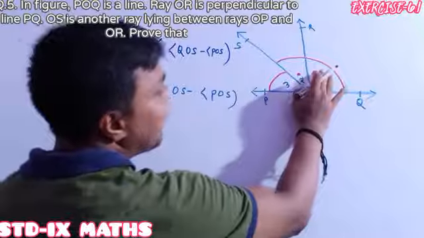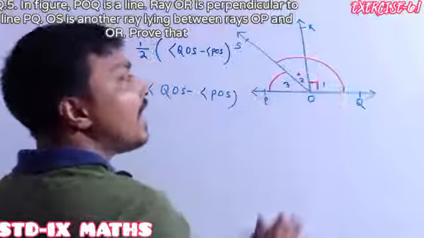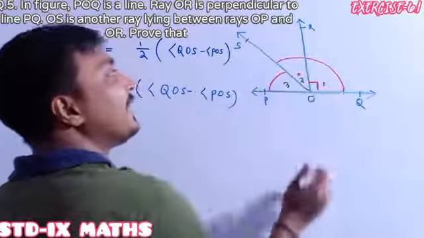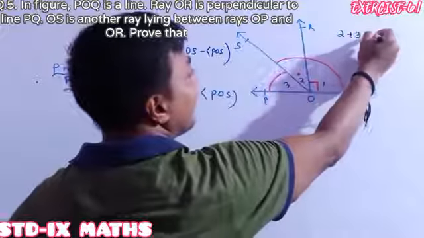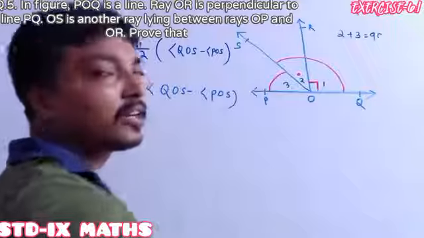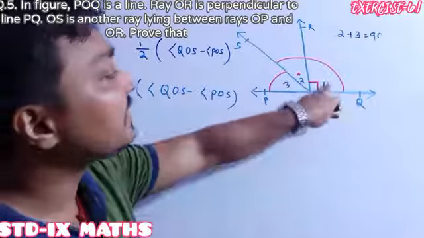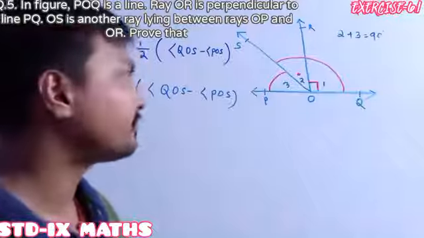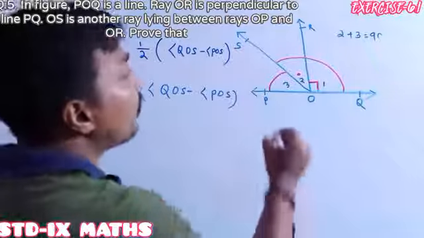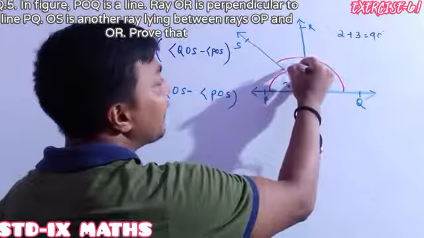And as angle 1 is itself 90 degrees, the sum of angle 2 plus angle 3 will be 90 degrees. Understood or not understood? As this one is itself 90, the sum of 2 and 3 will be 90 degrees. See, suppose I am taking this angle as x.